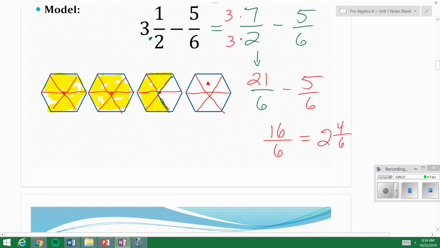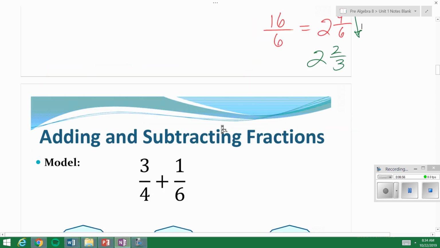So if I break this shape up into thirds, okay, with this green line, if I break the shape up into thirds, I am taking up 2/3 of that fractional part. So 16/6 is equal to 2 and 2/3. This just kind of simplifies or reduces by a common factor there. So that's essentially what we're doing here.